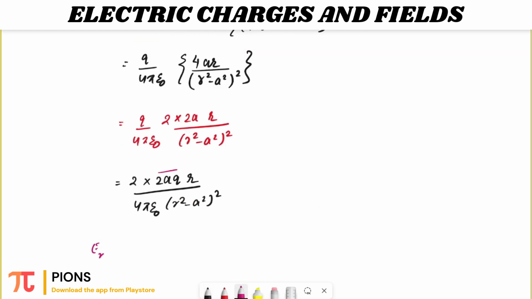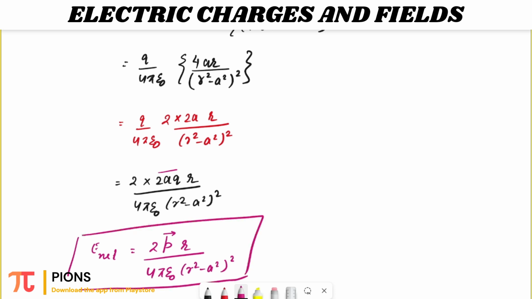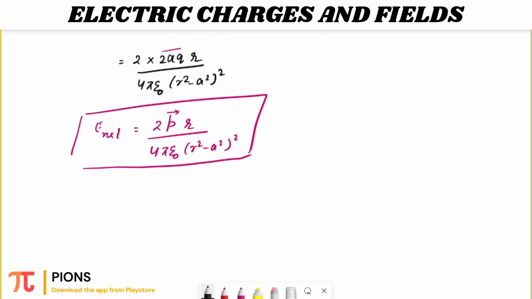So net electric field at any point on the axial line at a distance of R will be 2P, be very careful, R upon 4 pi epsilon naught R square minus A square whole square. That's our outcome of electric field on the axial line. Now, if R is very, very far away, R is much, much greater than A, then R square will be much, much greater than A square, then R square minus A square will be approximately R square only, right?